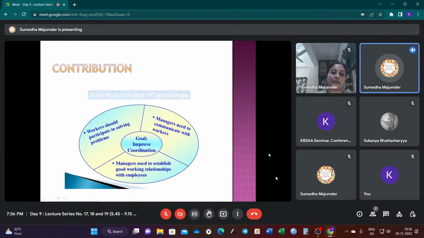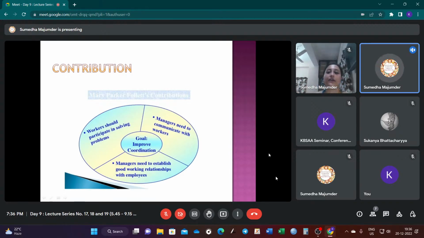So if it is important, then definitely managers should make a good relationship with the co-workers, with the employees, so that managers can easily get feedback from all levels of the employees. Then the workers should participate in solving problems. Managers need to communicate with workers, because we know that to minimize any conflict within the organization or any situation of our life, communication is important.